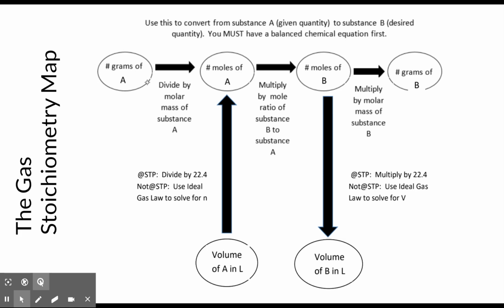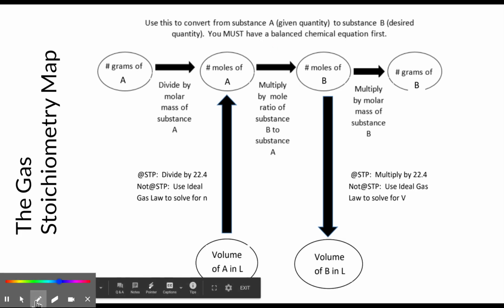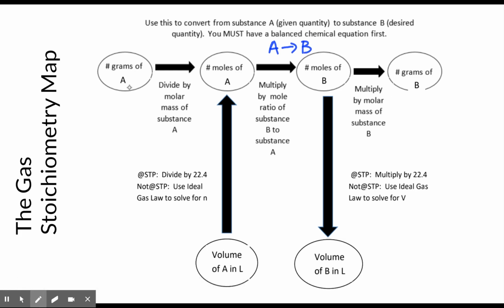Start with the grams of substance A, and we assume that the chemical reaction is, say, A being converted to chemical B. We start with a mass of grams of A. To convert from grams of A to moles of A, you would divide by the molar mass of whatever substance A is. If you wanted to solve for the grams of B, you would continue going straight from left to right in the map. Convert from moles of A to moles of B by multiplying by the mole ratio of substance B over A. And then once you have solved for the moles of B, multiply by the molar mass of substance B to get the grams of B.